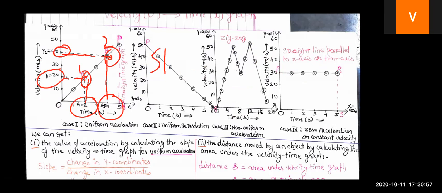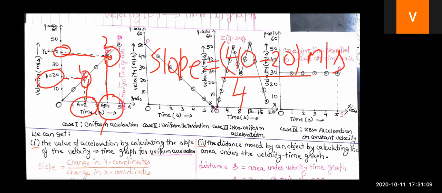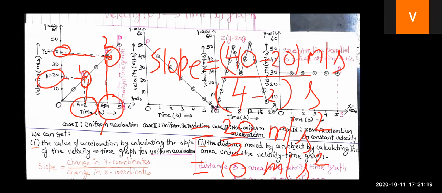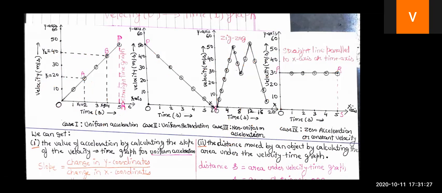So slope equals y2 minus y1. y2 is 40, y1 is 20. What is the unit of this? Meter per second. Upon x2 minus x1, that is 4 seconds minus 2 seconds. This is 20 by 2 meter per second square. So the acceleration is 10 meter per second square. See the unit, meter per second square. We know it's the unit of acceleration. So children, the velocity time graph slope gives you the value of acceleration.